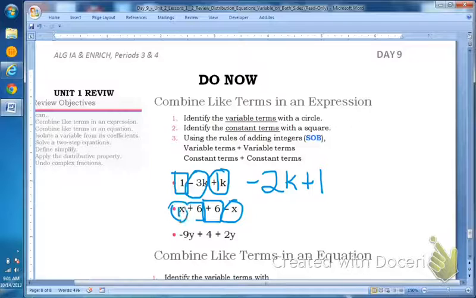I apologize. Yeah, that's a positive 6. There we go. Sorry, my pen just wrote right over top of that positive sign, so we couldn't see it too well. All right, so let's first combine our variable terms.